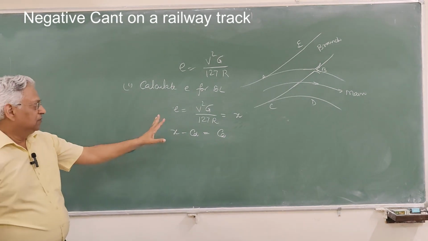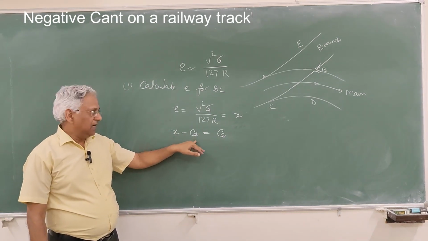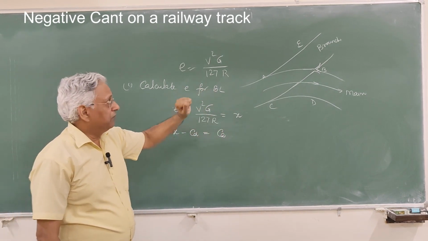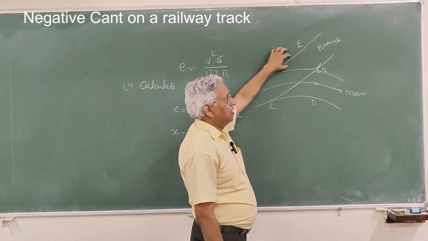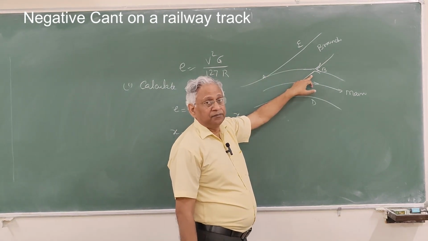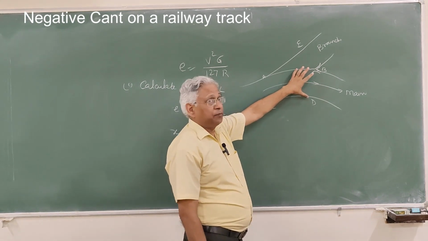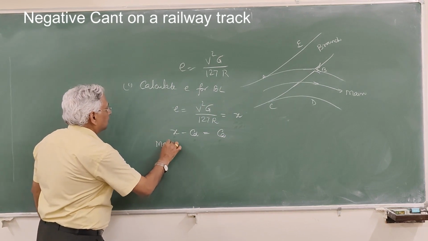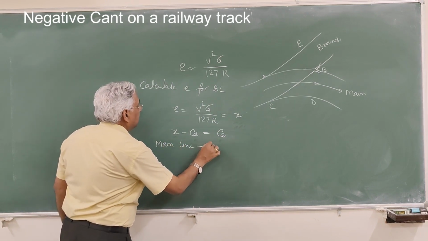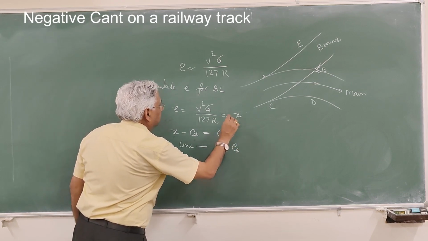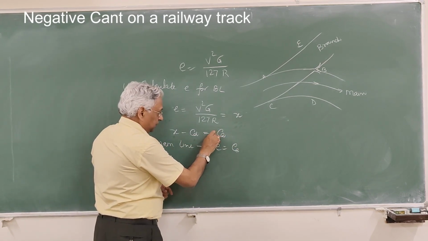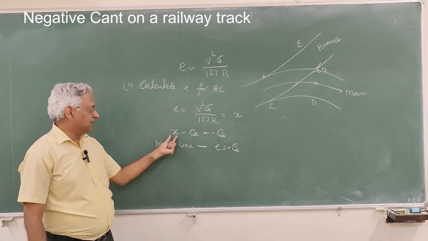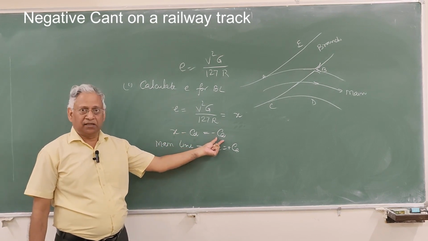Now generally this X is less than CD and therefore it is negative. So you provide a negative cant. What does it mean? This is higher than this rail. And then this becomes positive cant for the main line. So for main line, cant will be equal to CA. This is negative, so this becomes positive. Generally it is negative because X is small, CD is larger, and therefore this is negative.